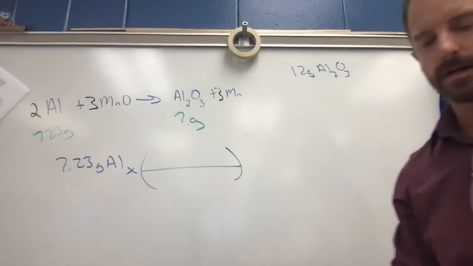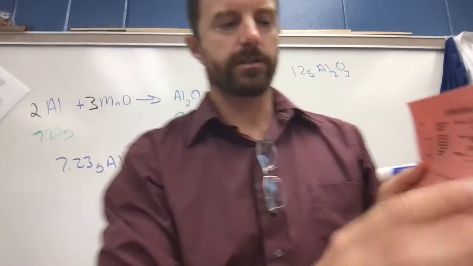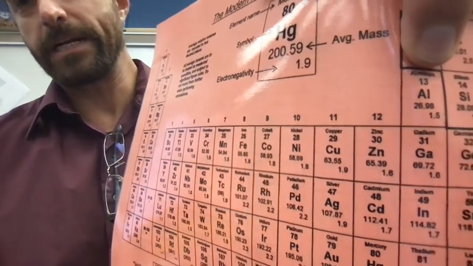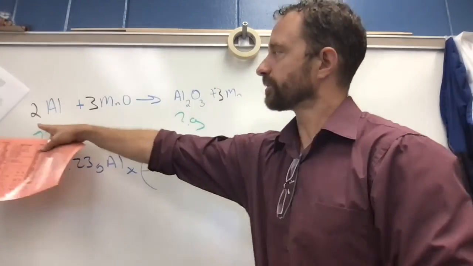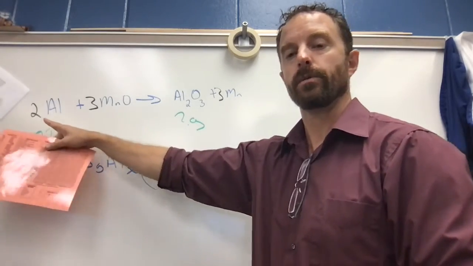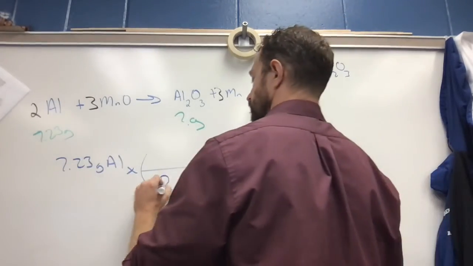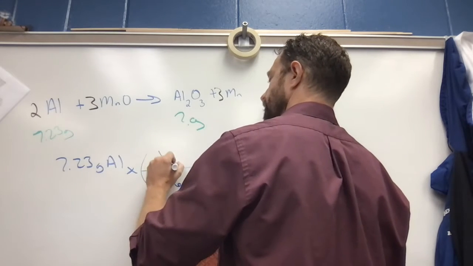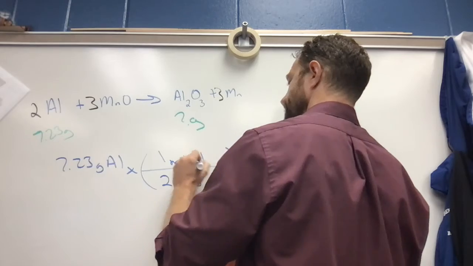The way to go between grams and moles is off of our periodic chart. So if I look up aluminum, 26.98, I don't multiply it by 2. I take care of subscripts here. I take care of coefficients in my mole bridge. So I just do 26.98 grams of aluminum for every 1 mole of aluminum.